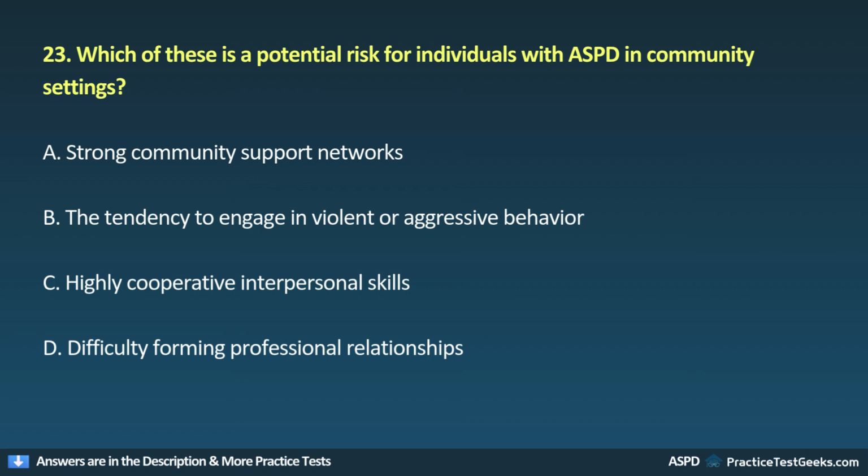23. Which of these is a potential risk for individuals with ASPD in community settings? A. Strong community support networks. B. The tendency to engage in violent or aggressive behavior. C. Highly cooperative interpersonal skills. D. Difficulty forming professional relationships.